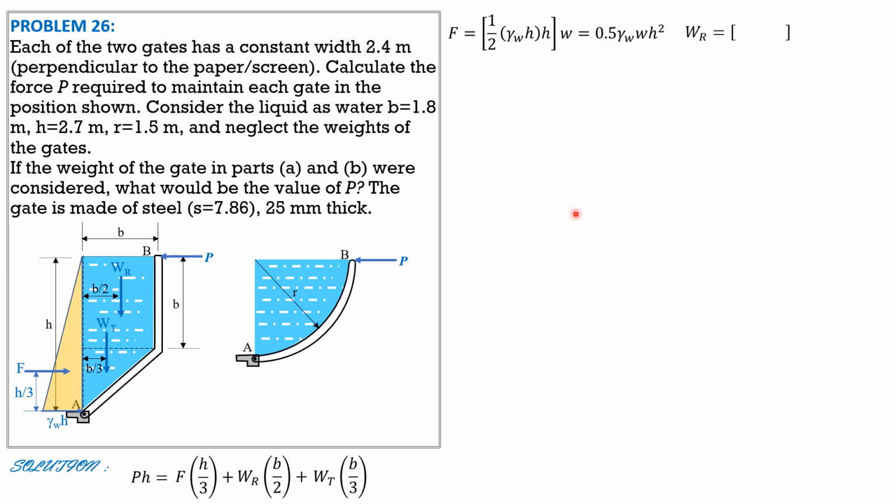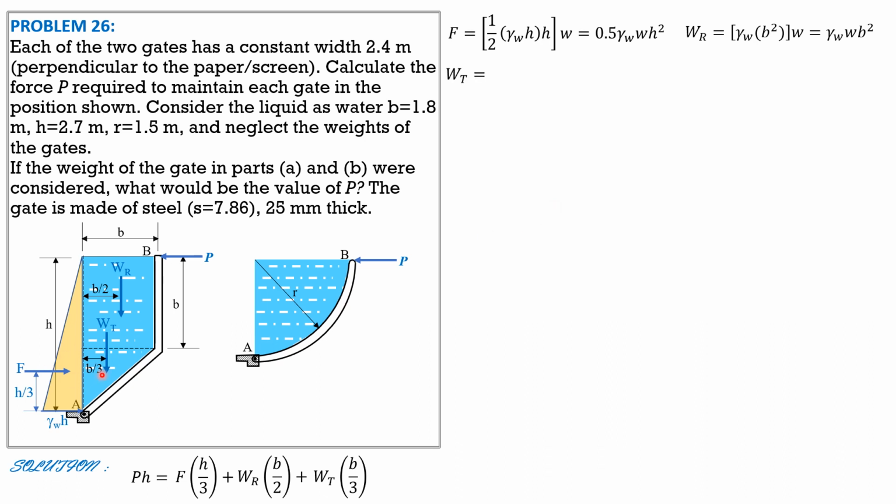Then for WR, it is equal to gamma of water times area B times width perpendicular to the board W. So gamma of water times volume of water, which is area of the rectangle B by B, which is square, times width perpendicular to the board W. So simplifying, that's gamma of water W B square, where W is 2.4, B is 1.8 meters.